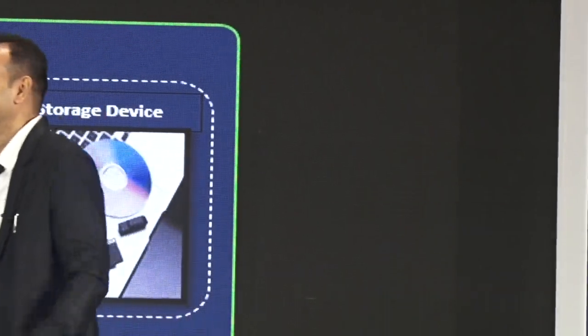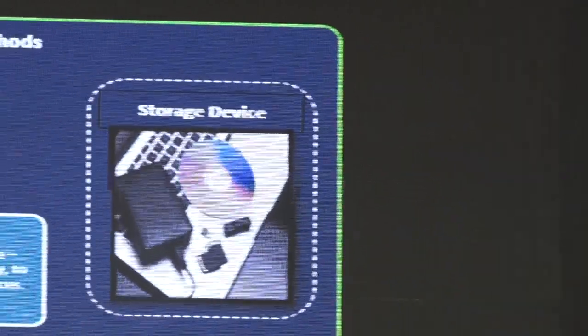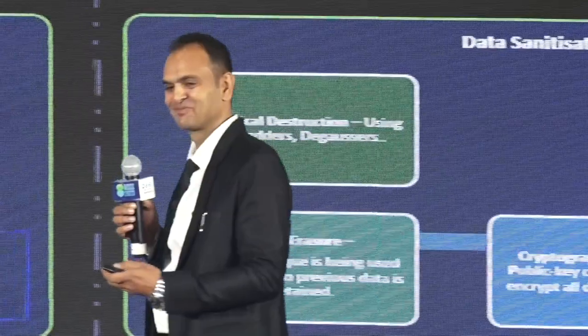To add some humor to what Gaurav is asking, organizations don't believe that there is an end of life cycle of data.